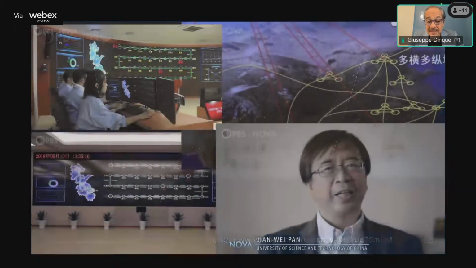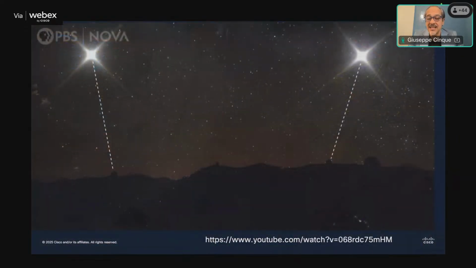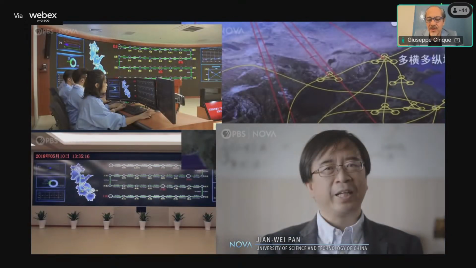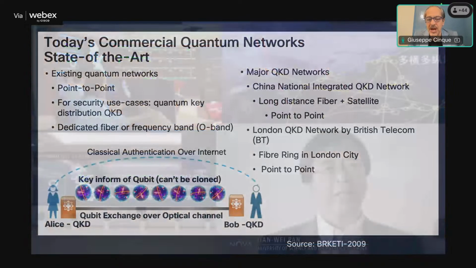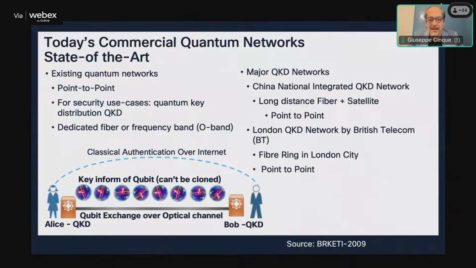And this experiment has demonstrated that, yes, the spooky action at a distance happens. So there is no hidden variable. It's an incredible phenomenon. And on this phenomenon, there are organizations and countries building a new generation of networks. So this is the China network, but there is also the London network, and more are coming.